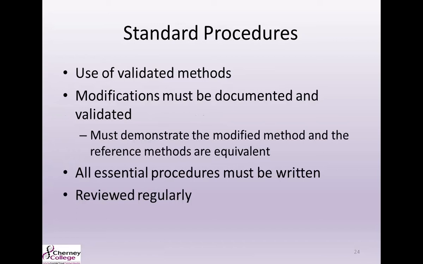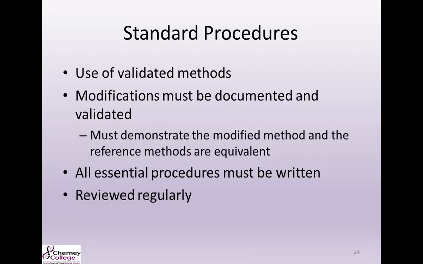As a part of good quality system management, you're going to want to make sure that you have validated methods and procedures. Any modifications must be documented and validated. You must demonstrate the modified method and the reference materials are equivalent. Say, for instance, you're typically running a sample at a 1:10 dilution. However, you want to save on media costs and run that at a 1:4 dilution. You're going to need to perform a validation to make sure that that method works and that it's validated.